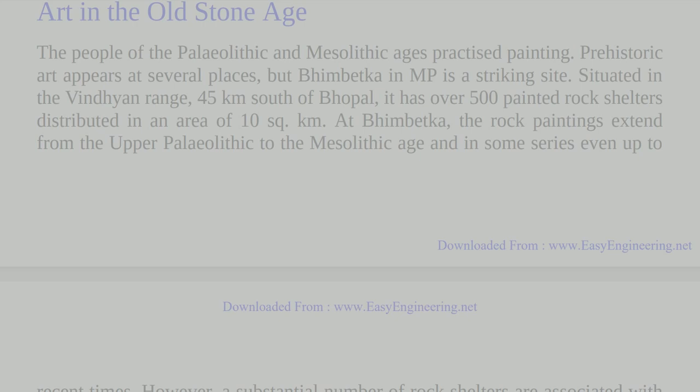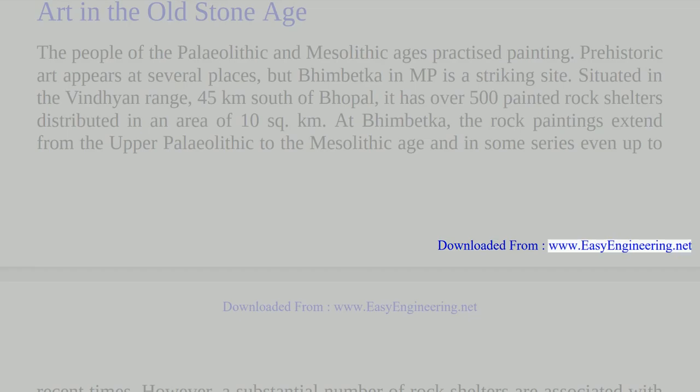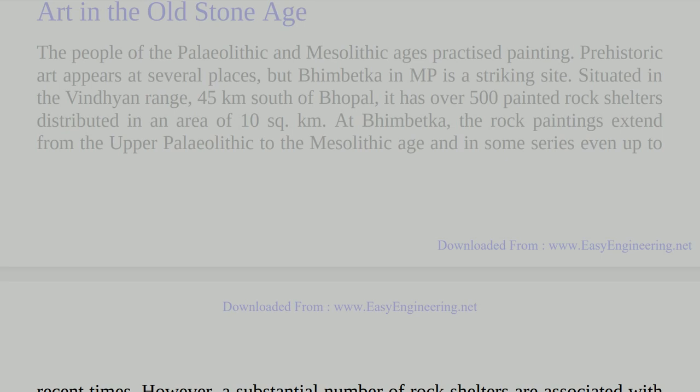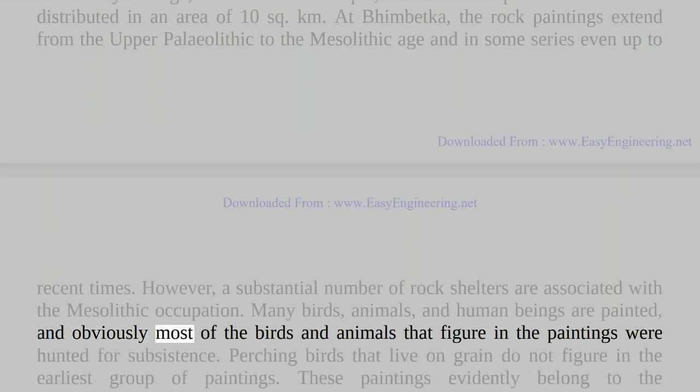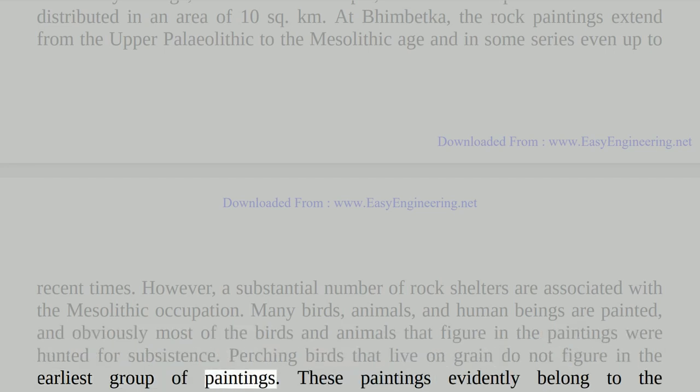At Bhimbetka, the rock paintings extend from the Upper Paleolithic to the Mesolithic age and in some series even up to recent times. However, a substantial number of rock shelters are associated with the Mesolithic occupation. Many birds, animals, and human beings are painted, and obviously most of the birds and animals that figure in the paintings were hunted for subsistence. Perching birds that live on grain do not figure in the earliest group of paintings. These paintings evidently belong to the hunting-gathering economy.